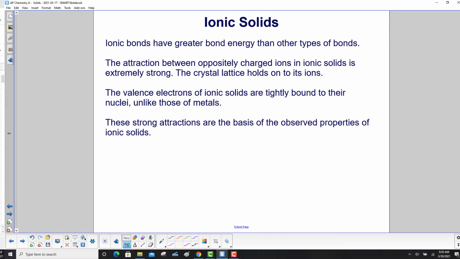Ionic bonds have greater bond energy than other types of bonds. The attraction between oppositely charged ions in the ionic solids is extremely strong. The crystal lattice holds on to its ions. The valence electrons of ionic solids are tightly bound to their nuclei, unlike those of metals. These strong attractions are the basis of the observed properties of ionic solids.